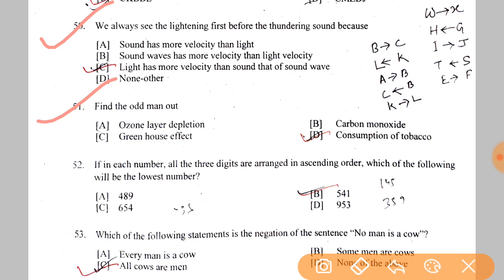So find out odd one. So yet a kun to omil. Then a ozone layer depletion, carbon monoxide, greenhouse effect. So egg. Ekitar mil ase karon ekitar folot global warming hoy kintu consumption of tobacco etu etu logot mil nai to khudde to hobo d. Next question number 52.